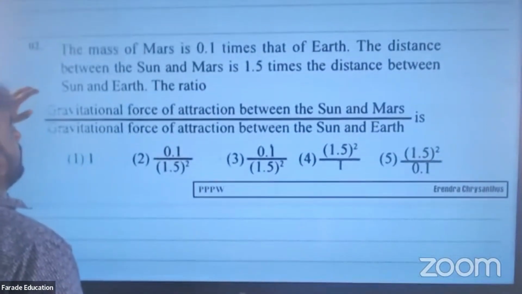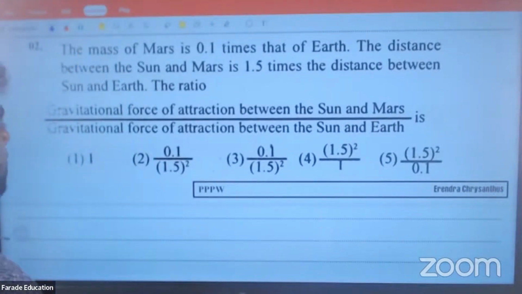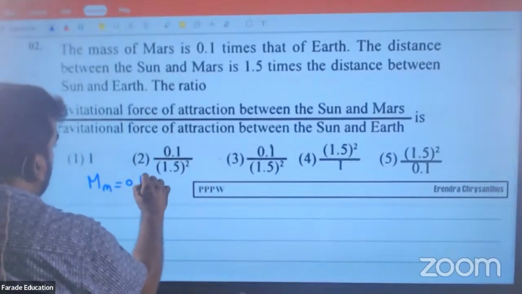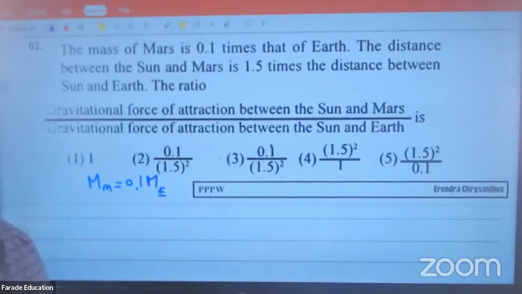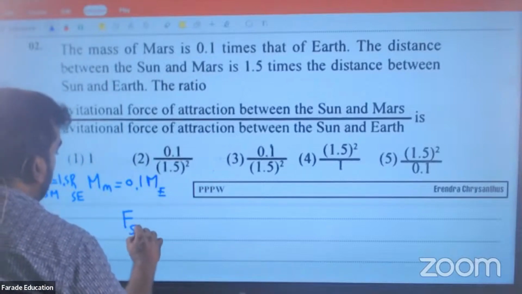Next one. Mass of Mars is 0.1 times mass of Earth. Distance between Sun and Mars is 1.5 times distance between Sun and Earth. Gravitational attraction between the Sun and Mars.